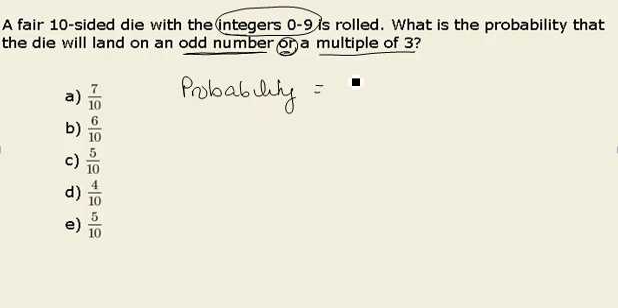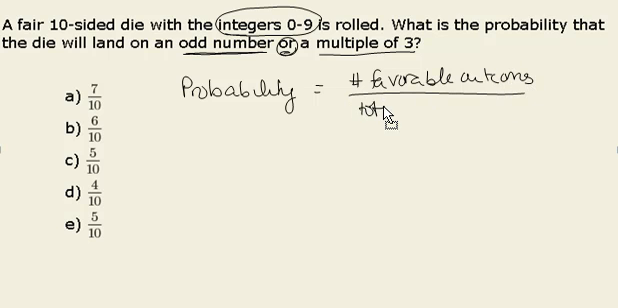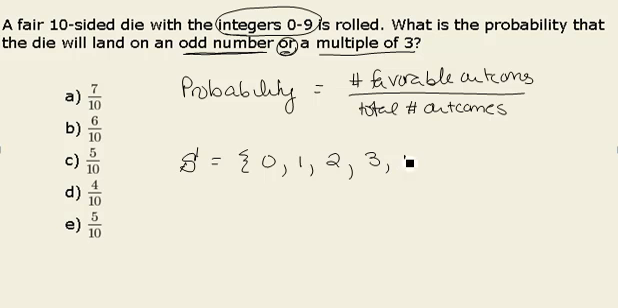of an event is equal to the number of favorable outcomes divided by the total number of outcomes. So one way we can calculate or find the probability is to list what we call the sample space, or the space of all possible outcomes. Since we are rolling a 10-sided dice with the digits 0 through 9, our possible outcomes are 0, 1, 2, 3, 4, 5, 6, 7, 8, or 9.